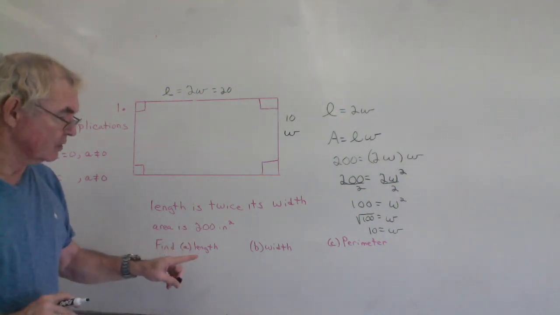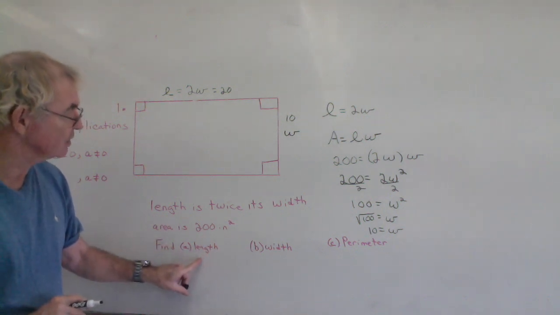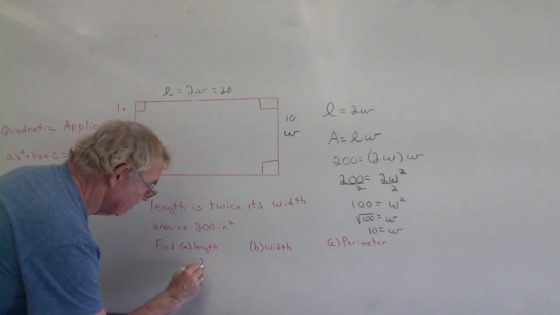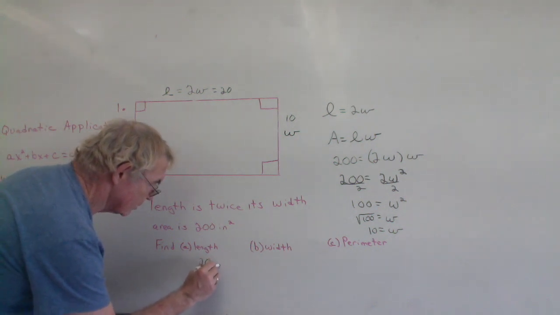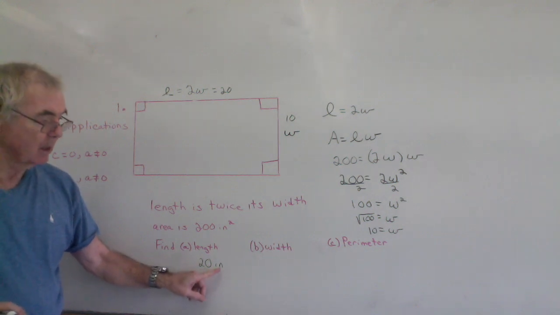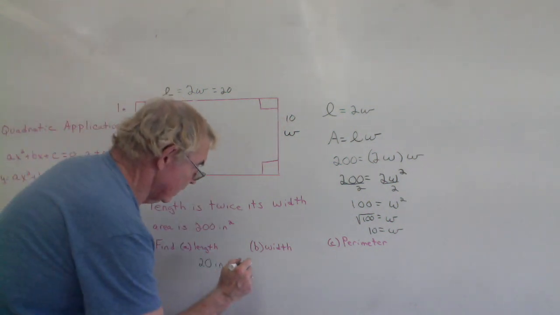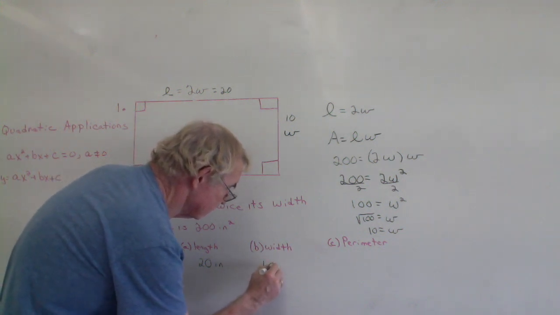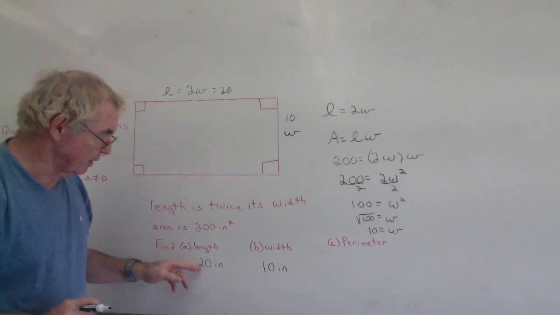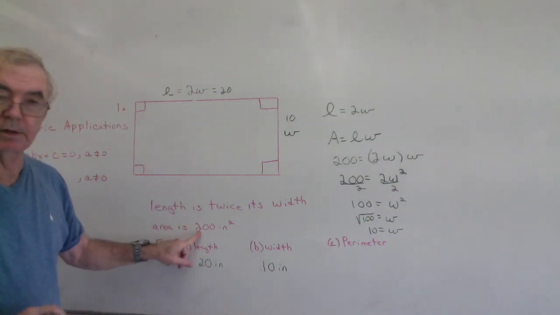In answering this, let's get our questions. Our first is the length. Well, the length would be 20 inches. Remember your units of measure. Your width would be 10 inches. And to check this, 20 inches times 10 inches is your 200 square inches.